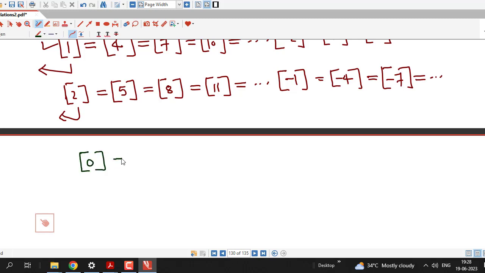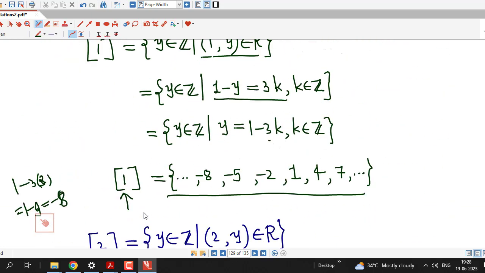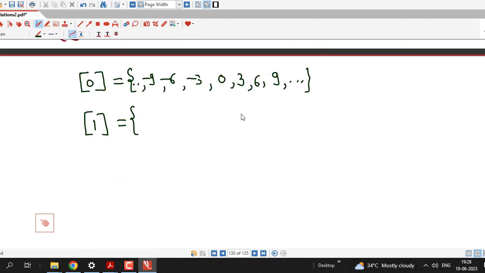The equivalence class generated by 0 is, let me write again, 0, 3, 6, 9 and so on. Here minus 3, then minus 6, minus 9 and so on. The equivalence class generated by 1 is nothing but I have to start with 1 and I have to add 3 on the right hand side and subtract 3 from the left side. So 1 minus 3 is minus 2, minus 2 minus 3 is minus 5, minus 5 minus 3 is minus 8 and so on.